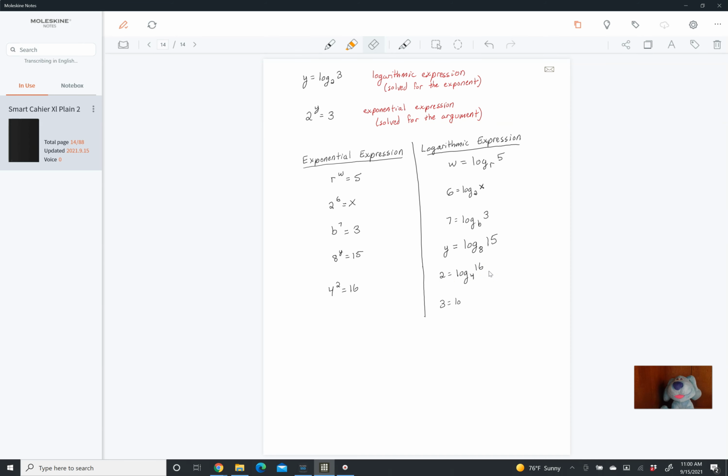3 equals log base 3 of 27. So what is this saying? This is saying 3 to the third power is equal to 27. So it's just a different way of writing the same thing. One more. 2 to the 5th is equal to 32. So in logs, what this is saying is that the log base 2 of 32 is equal to 5.